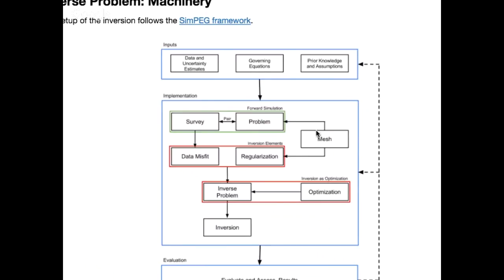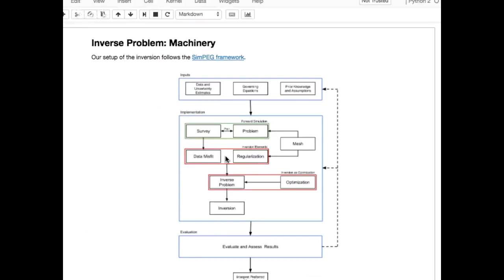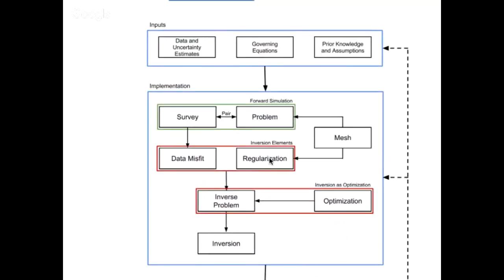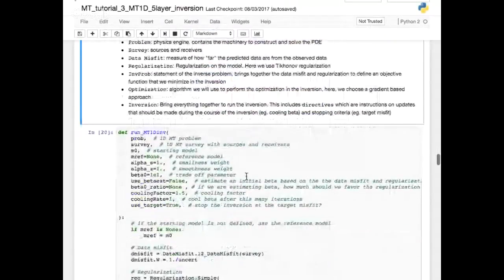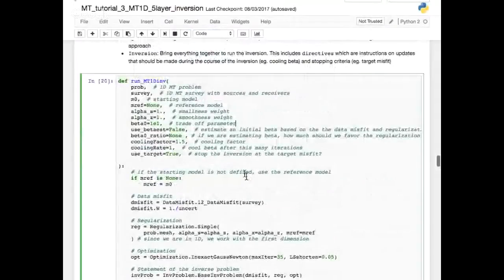This is the SimPEG framework, the setup, and how we think about the inverse problem. What I mentioned before, these inversion elements, are what we're going to focus on in this example: the data misfit and the regularization. All we've written here is a simple function to run the MT inversion. This is a lot of inputs, but these are all different things that you can play with in the inversion. We walked through playing with a couple of parameters, but we've set it up so that you can tinker with everything.